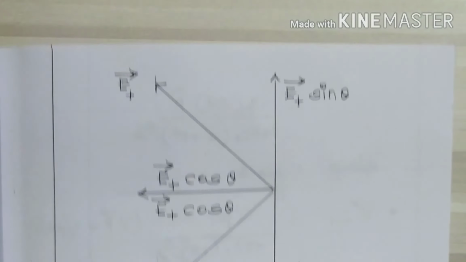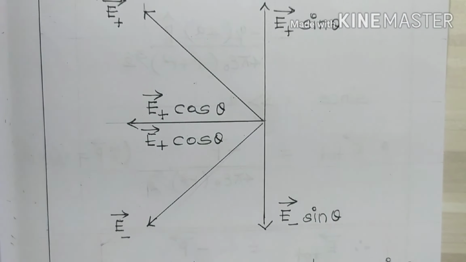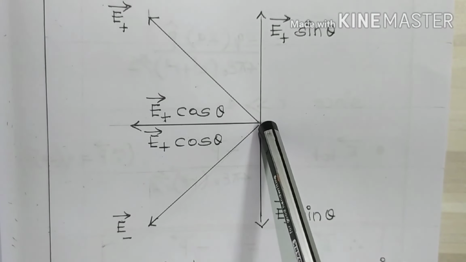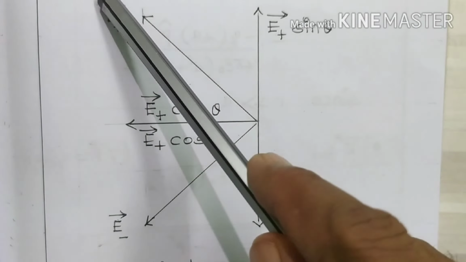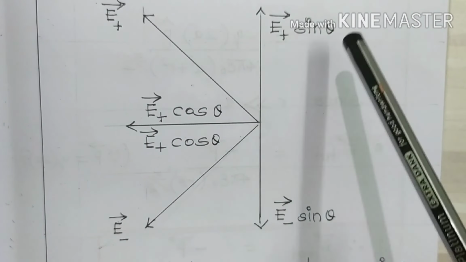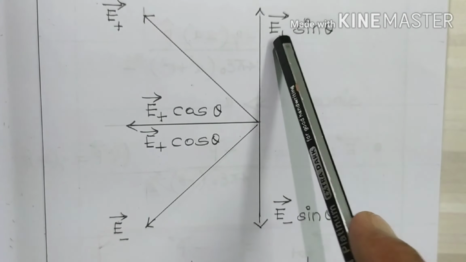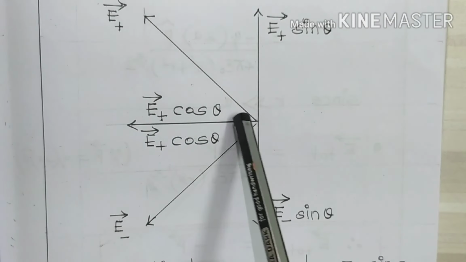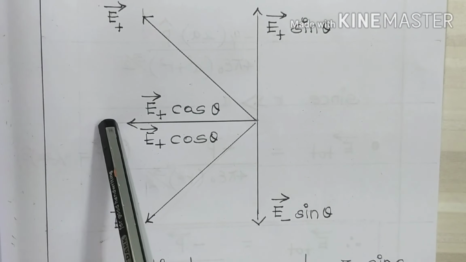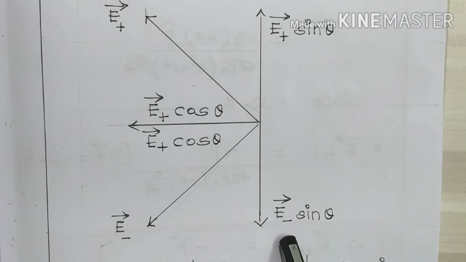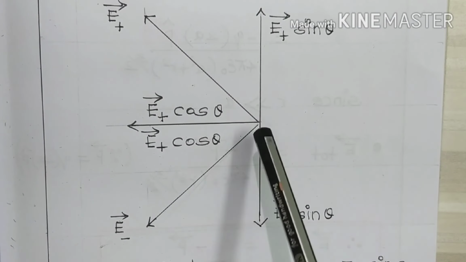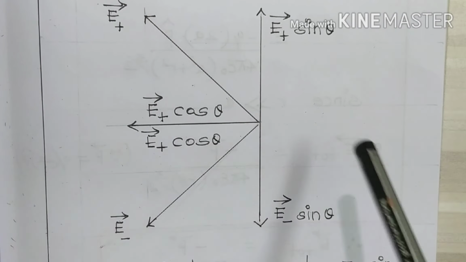Okay. Here comes the diagram. Now this is the point C, and this is E plus vector and this one is E minus vector. Now resolve this E plus vector into two components. The vertical component is E plus sin theta and the horizontal component is E plus cos theta. Similarly for E minus vector also, vertical component E minus sin theta and horizontal component E minus cos theta.